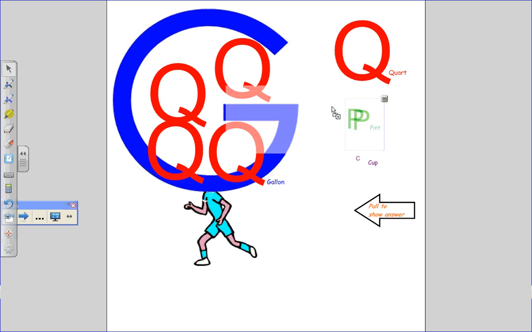Then inside each Q, there are 2 P's. The P's stand for pints. They don't really look like they're going to stay either. There we go.